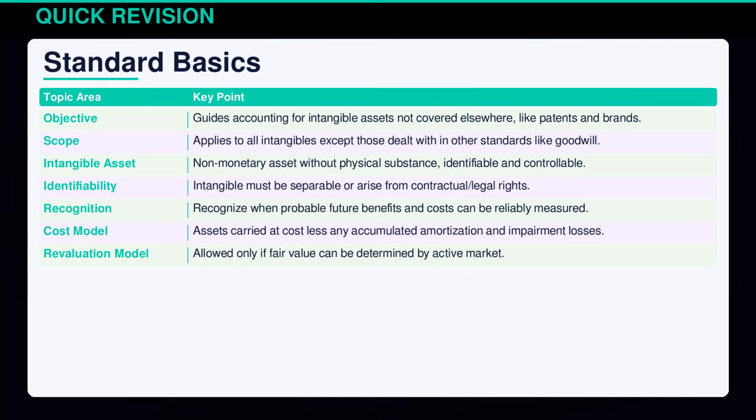Indian Accounting Standard 38 targets how we account for intangible assets like brands and patents. Its scope excludes goodwill. Recognize these assets when future economic benefits are probable and costs measurable. Intangibles should be non-monetary, identifiable, and lack physical substance. They can be carried at cost, less amortization and impairment, or if active market data exists, revalued. The distinction between these models is vital for financial consistency.